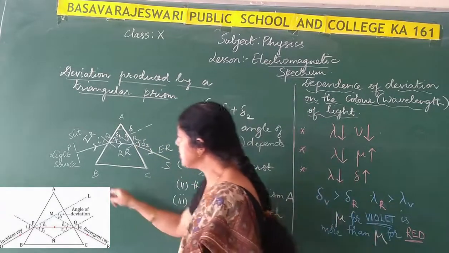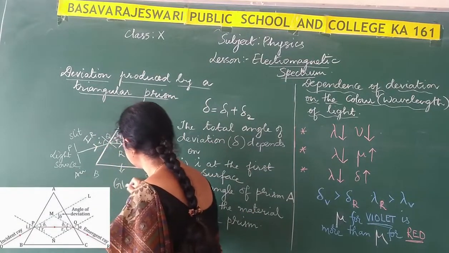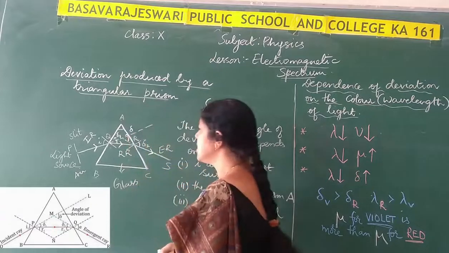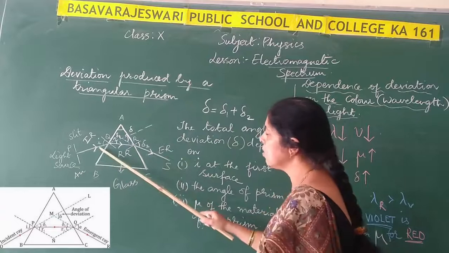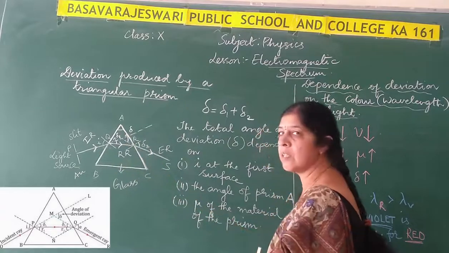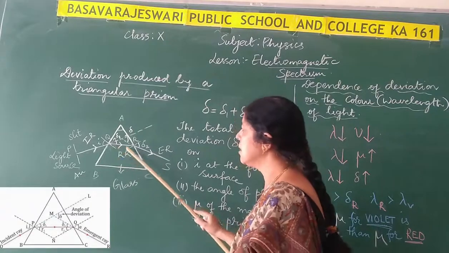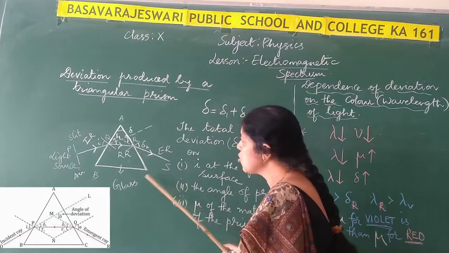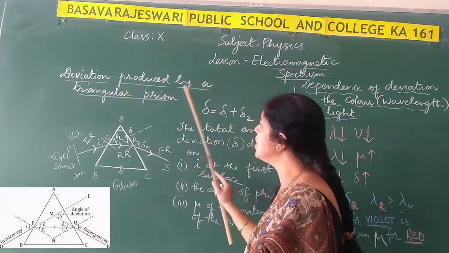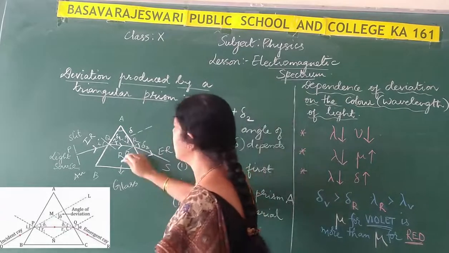So if I take this medium as air, this as glass, the light ray enters from air to glass and again comes back to air. So here we can observe that the light ray is undergoing refraction 2 times, and both the times there is a deviation observed in the path of the light ray. So in this topic we are going to study about the deviation produced by a triangular prism. This is the concerned ray diagram.